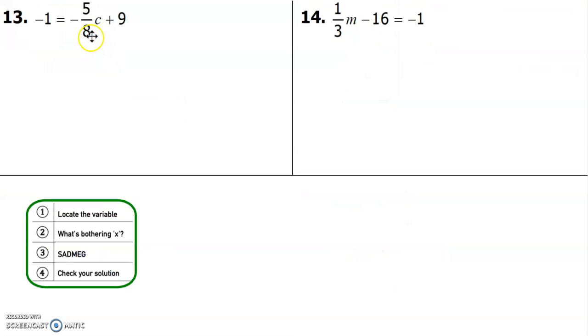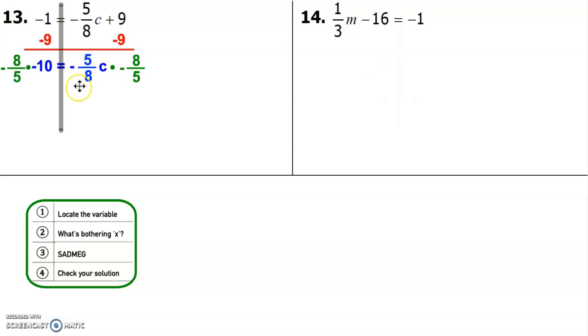All right, our next example here, I once again have that fraction I'm going to have to get rid of, and this 9. I get rid of the 9 first because I deal with addition and subtraction first. That leaves me with -5/8 c equals -10. To get rid of the multiplication and division, I'm going to multiply by the reciprocal of that fraction. Notice I also multiplied by a negative because this was negative. I needed my c to be positive. When I multiply -10 times -8/5, I get 16.